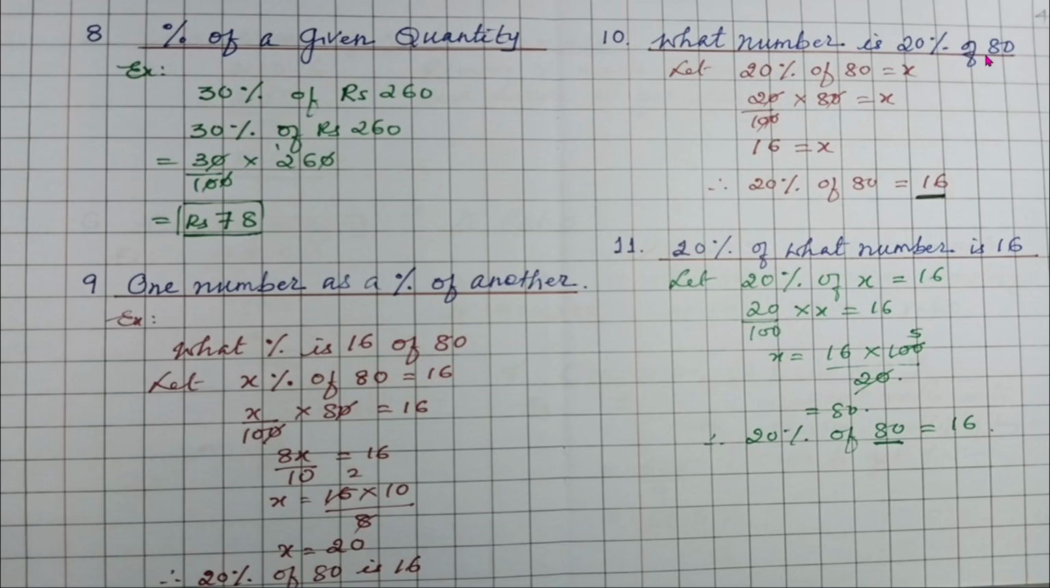Now, what number is 20% of 80? 20% of 80, let it be equal to x. So 20 upon 100 into 80 will be equal to x. 16 is equal to x. Therefore 20% of 80 is equal to 16. Please understand these procedures. 20% of what number is 16? We do not know the number. Let x be the number. So 20% of x is equal to 16, or 20 upon 100 into x is equal to 16. Simplifying for x, we get 80. So 20% of 80 is 16.